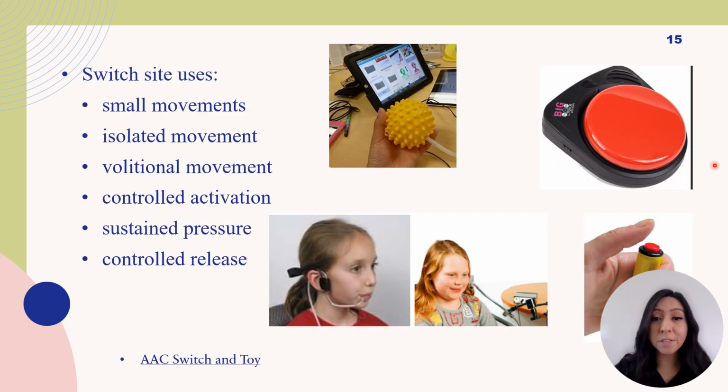So here we have different types of switches. So we'll immediately recognize Big Red from that video that we just saw. Switches like Big Red are now available on Amazon, making it a lot more accessible for either clinics or families to start practicing with. We also see a sip and puff here, which is activated depending on changes in air pressure. And then we see microlight switch, which is activated by very small sensitive movements. So essentially a switch site will use a small, isolated, volitional movement with controlled activation. It will need sustained pressure and controlled release. So this is when we start seeing more of that need for that proprioceptive input.